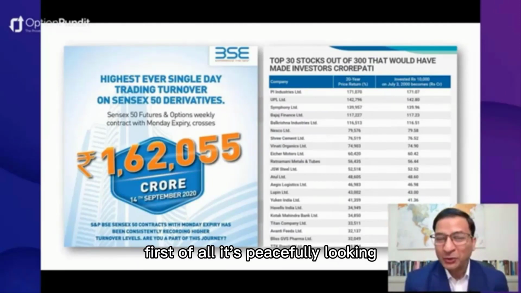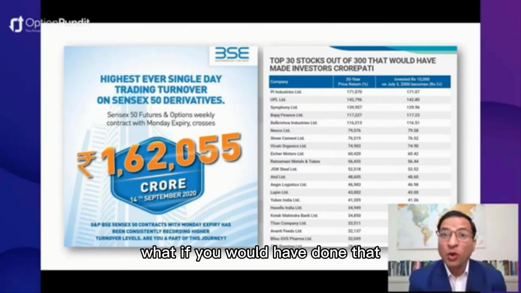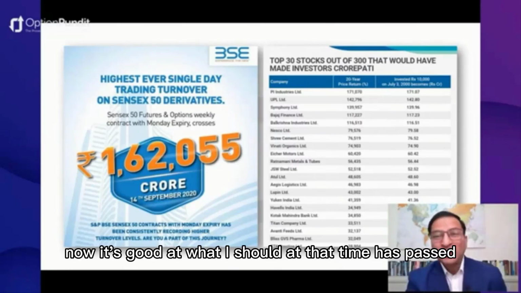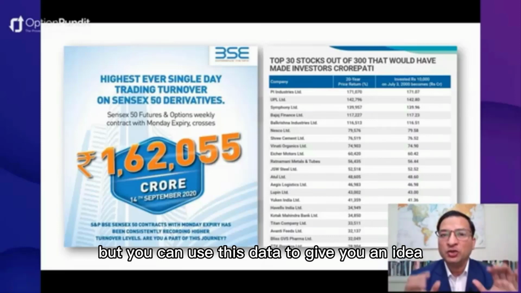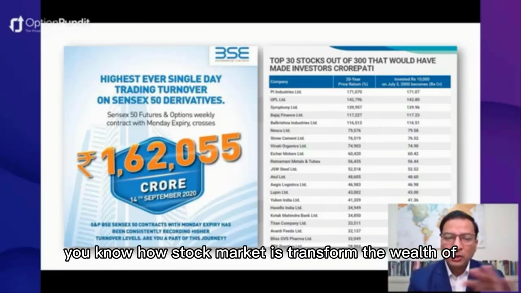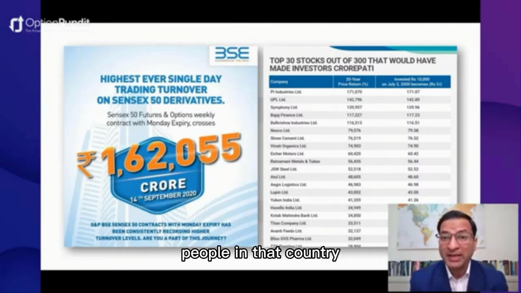First of all, it's backward looking. It's just showing you the past performance. What if you would have done that? Now it's coulda, woulda, shoulda. That time has passed. But you can use this data to give you an idea how the stock market has transformed the wealth of people in that country.